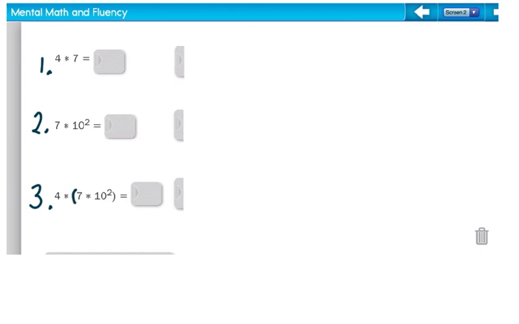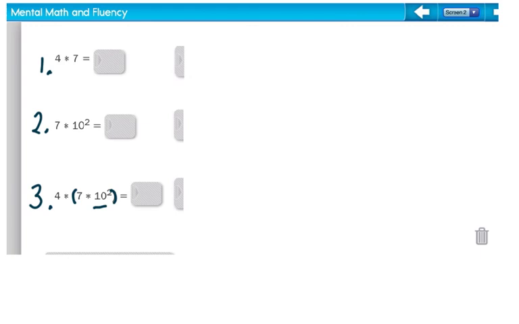Remember, if you see a set of parentheses, you do that first. Remember, this is read 10 to the second power. Go ahead and pause your video and write down answers only. Make sure you're doing this so that when you get to 6th grade, you will have practiced all this and not just watched it. Go ahead and pause your video.